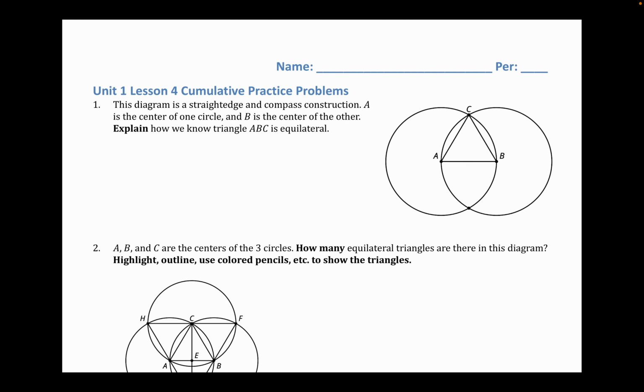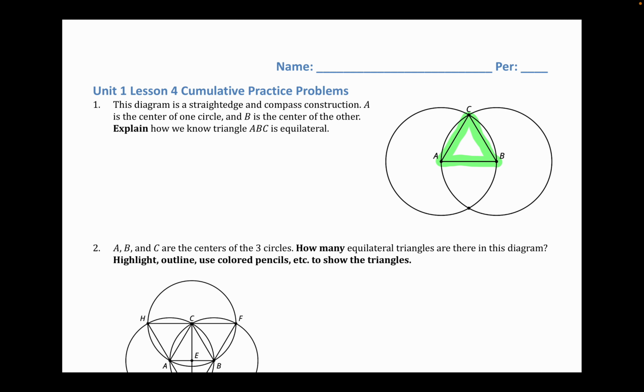This diagram is a straight edge and compass construction. A is in the center of one circle and B is in the center of the other. We want to explain how we know that triangle ABC is equilateral. So ABC is this triangle right here. We are trying to explain how we know that is an equilateral triangle. So first off, we're going to just do piece by piece with some of our segments here.